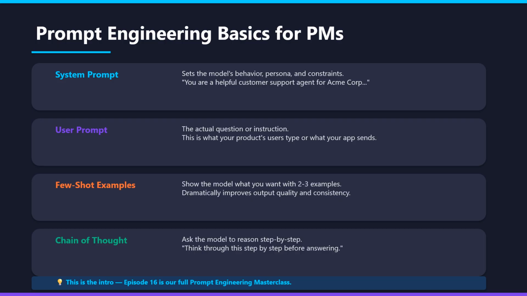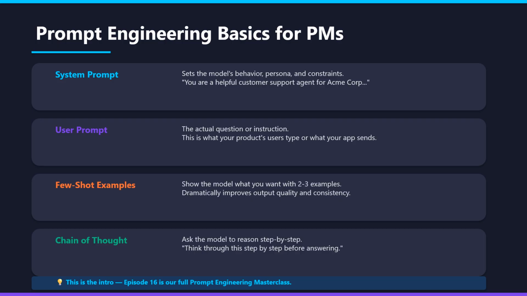Second, the user prompt, right? This is the actual question or instruction. It's what your product's user types or what your app sends programmatically. Okay. The quality of the user prompt directly impacts output quality. Okay. Third is few shot examples. You show the model what you want with 2 to 3 examples of ideal input output pairs. This dramatically improves output quality and consistency. Okay. It's like showing a new employee examples of good work before asking them to do it by themselves, right?